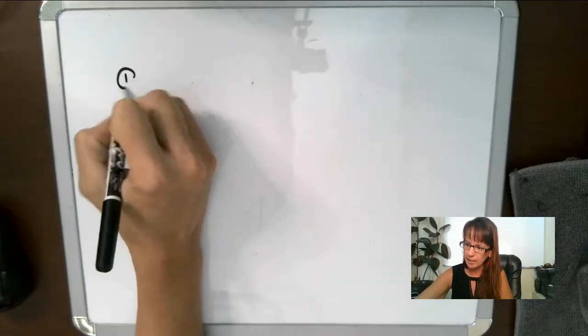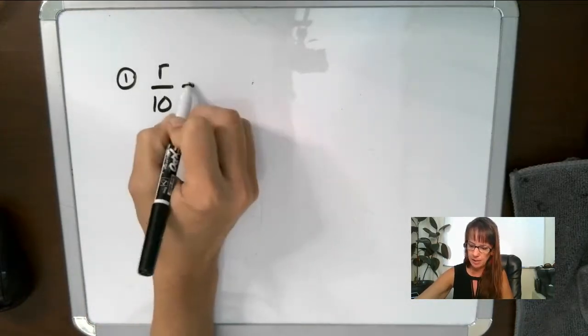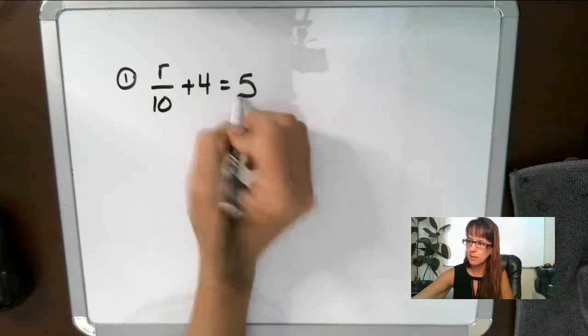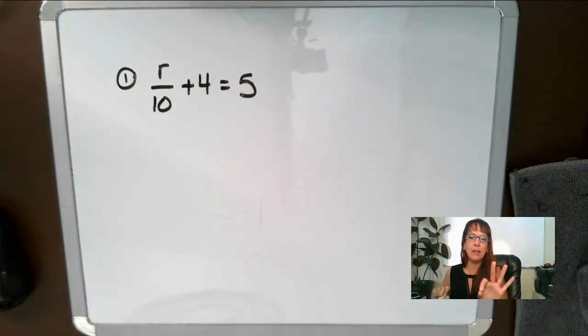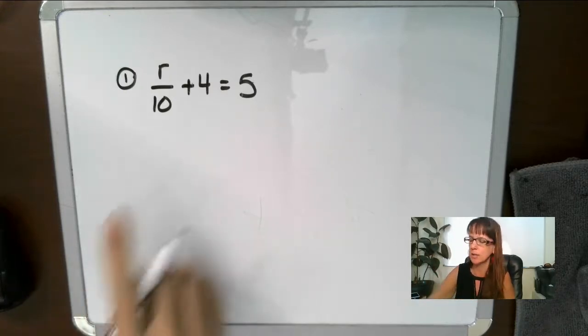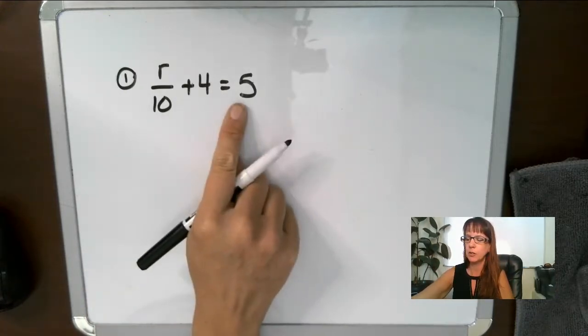Let's look at number 1 here. We have r over 10 plus 4 equals 5. So what we have here are 3 chunks, because again, chunks are broken up by addition, subtraction, and also that equal sign. Here's our first chunk, second chunk, third chunk.